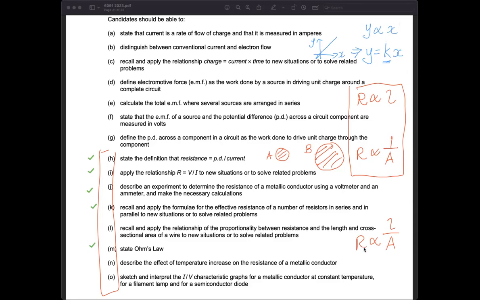So I let the y be the R. I let the x be the L over A. Are y'all convinced that the new formula can be like this? Are y'all clear about this? So if I were to draw resistance over length over area, it should be a straight line. Clear so far? It should be a straight line.